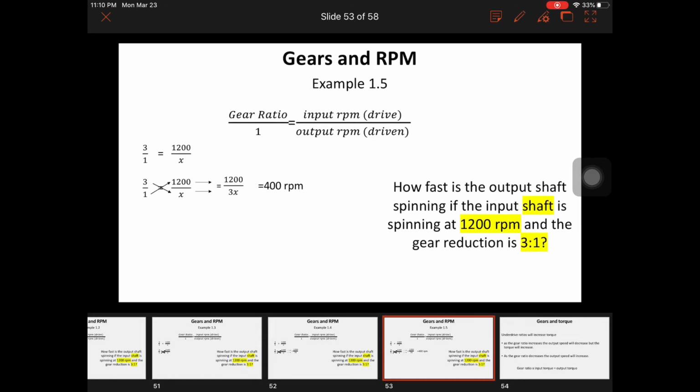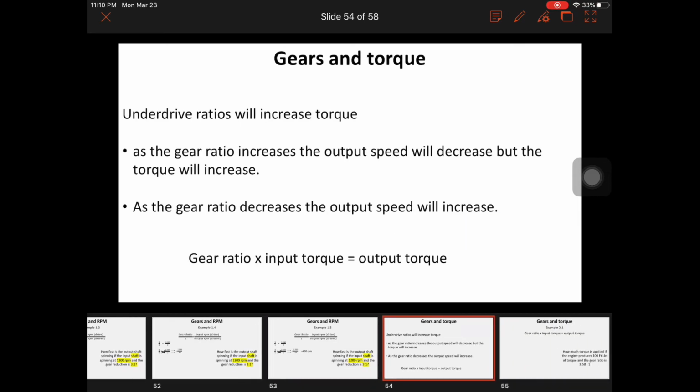So the other half we want to talk about is gears and torque. Okay? So when we talk about gears and torque, it's a little bit different. So with an underdrive ratio, we will increase torque. So the higher the number, the more torque we're actually going to get. So as the gear ratio increases, the output speed will decrease, but the torque will increase. And then as the gear ratio decreases, the output speed will increase.